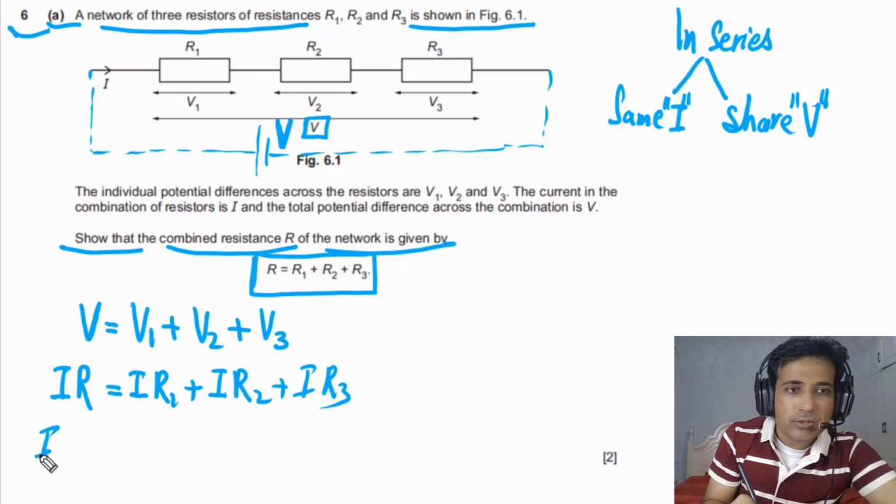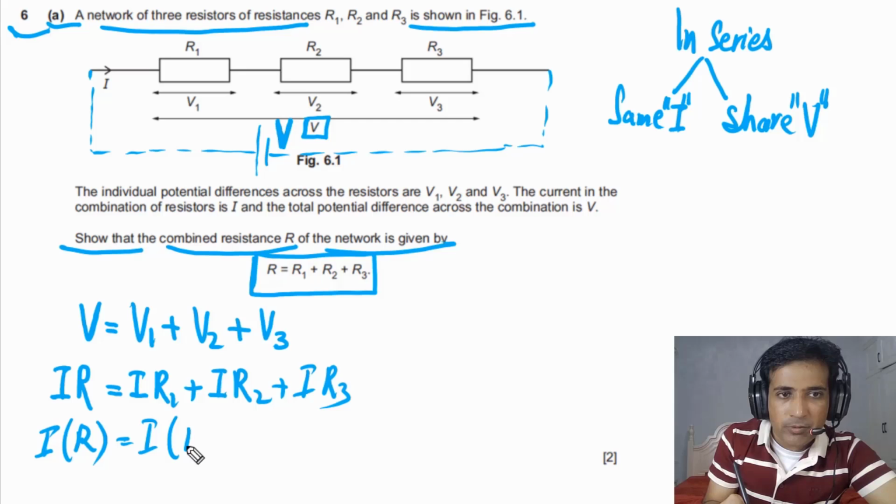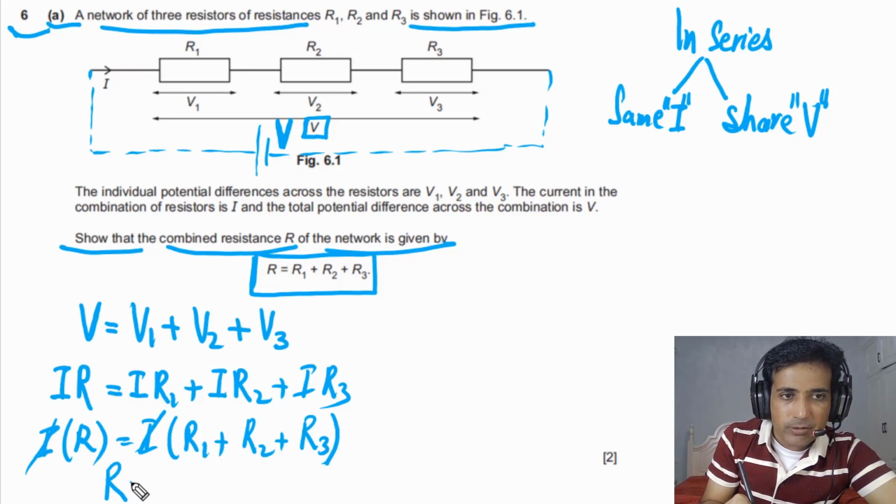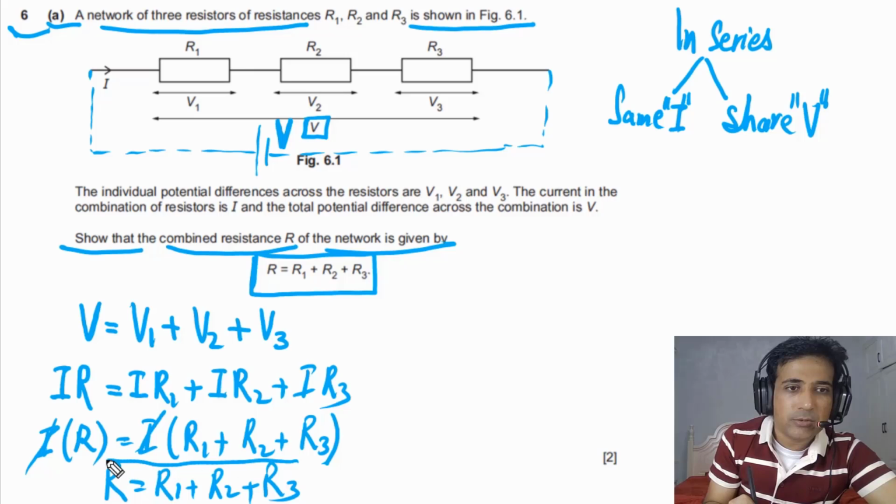In this case, we can take I common. So if we take I common from here, we are left with R1, R2, and R3 here. So simply we can cancel I with I. So we are left with total resistance that is equal to R1 plus R2 plus R3. So this is what we need to derive, and this is our final answer.